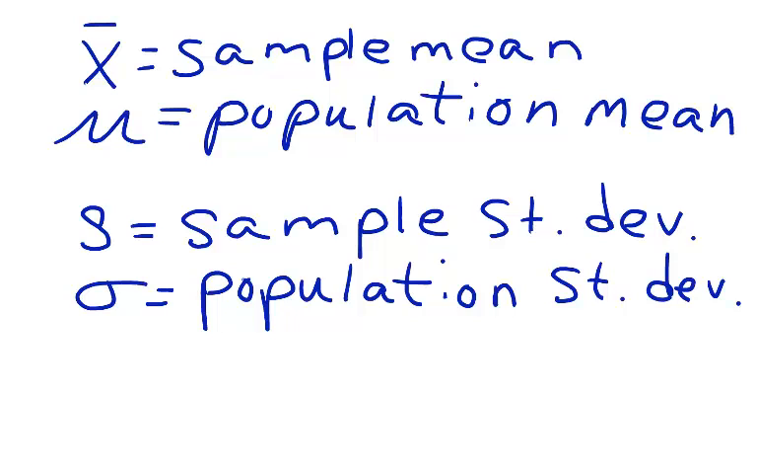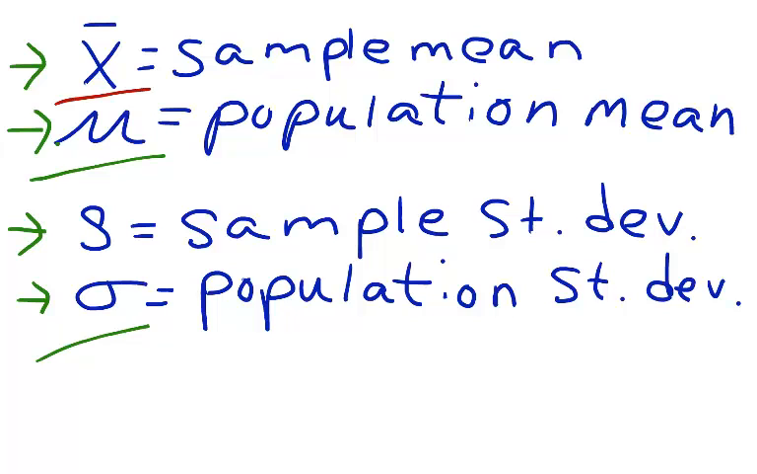Navigating all of the symbols and statistics and their meanings can sometimes be a bit tricky, so let's reiterate. X bar represents our sample mean. Mu represents our population mean. S represents our sample standard deviation, while sigma represents our population standard deviation. Notice that we're using Greek letters to represent our population, and we're using Latin letters to represent our sample.